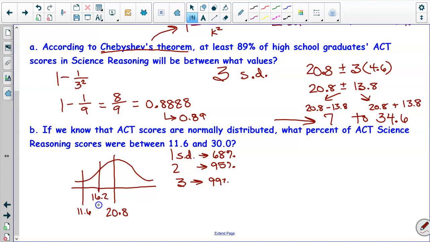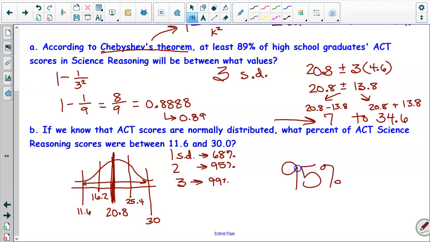Why am I happy? Because it's less work. If I don't get 11.6, I'm first going to have to convert it to a z-score, then I'm going to have to use a chart. You see what I'm saying? So we want it to be on here so we don't have to do that work. Okay, how about 20.8 plus 4.6? 25.4. Add 4.6 one more time. 30. Is life good? Very good, because look, that's how many standard deviations above and below. 2 below, 2 above, which means I use right here. If we know that, what percent? Yep, 95%. Everybody good?